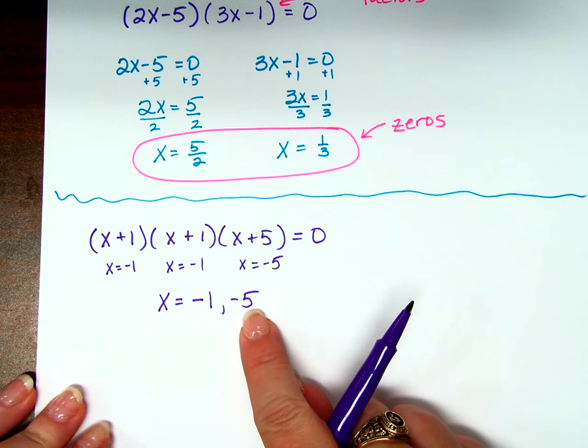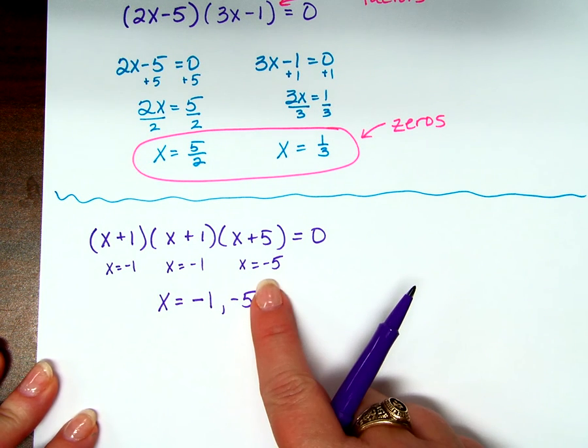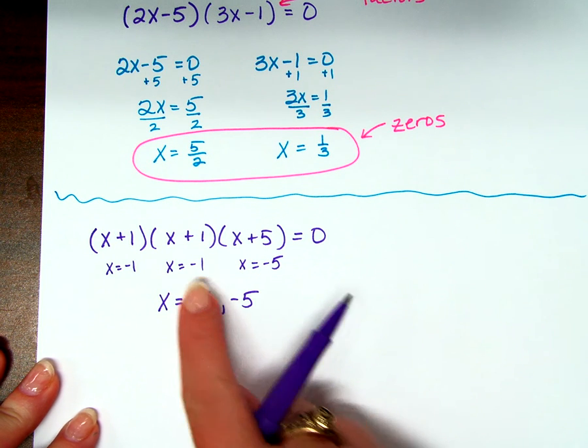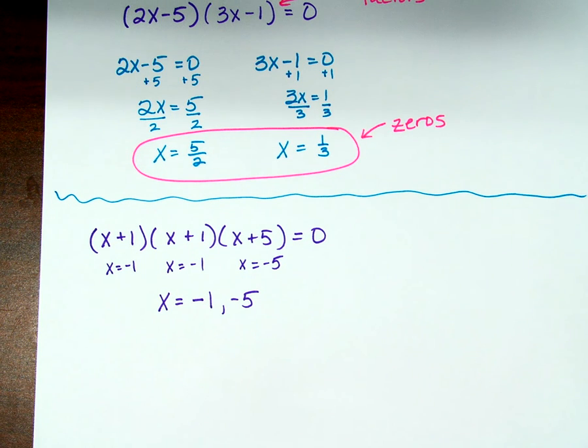Does 5 have a multiplicity? There's only one of them. But negative 1 has a multiplicity of 2 because there's two of them.